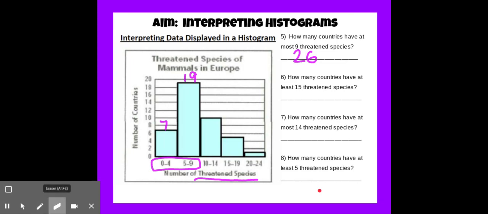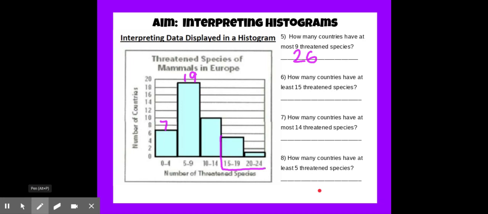Now the next one's asking us how many countries have at least 15 threatened species. So what does that mean? At least 15, right, 15 or more. So that's talking about this information. So we said before this was 5 and this was 1. So if you add those up, that would be 6.